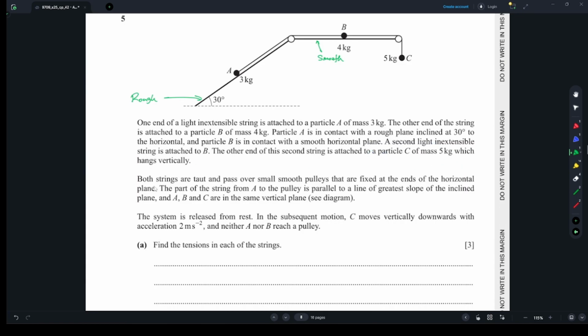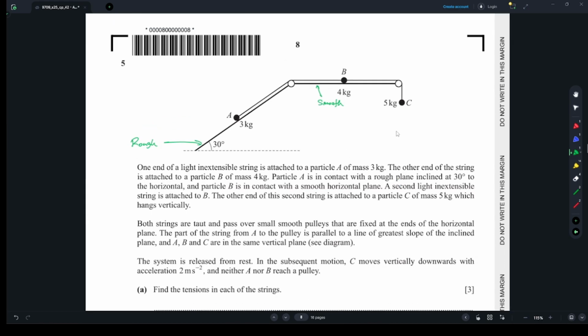Both strings are taut and pass over a small pulley fixed at the end of the horizontal plane. The part of the string from A to the pulley is parallel to the line of greatest slope. The system is released from rest. In the subsequent motion, C moves vertically downwards with an acceleration of 2. Neither A nor B reach the pulley.